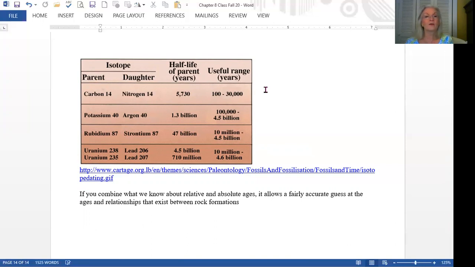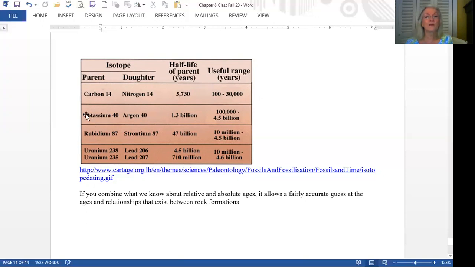You'll notice that the carbon-14 turns into nitrogen-14. Also that carbon-14's half-life is a little less than 6,000 years. That means its useful range is only for about 100 to 30,000 years. So anything older than that, you're going to have a hard time using carbon-14 to tell an age, even if it is an organic compound.